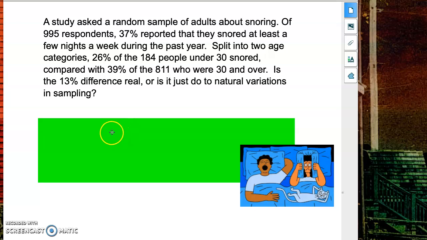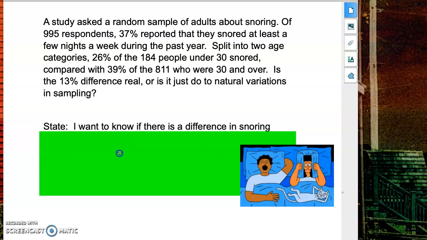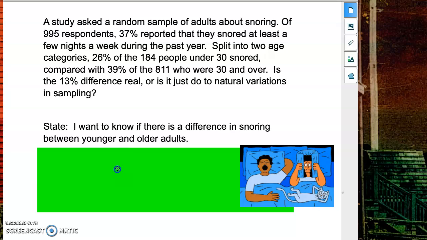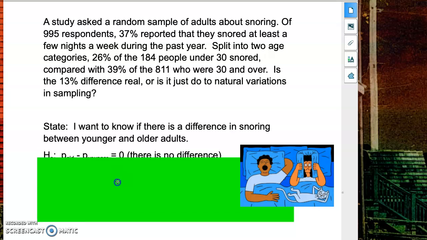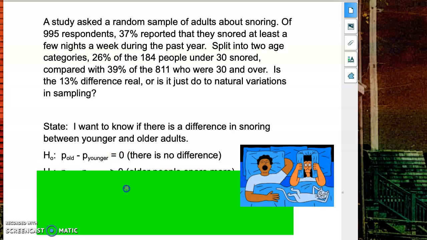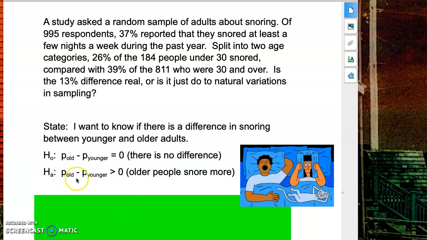All right, so how are we going to solve this problem? Well, first thing we're going to do is set up our hypotheses. So, in our state step, we want to state what we are trying to find. So I want to know if there's a difference in snoring between younger and older adults. Okay. My null hypothesis says there is no difference. The proportion of older people minus the proportion of younger people equals 0. My alternative would be, I think older people snore more. Okay. So the proportion of old minus the proportion of younger would be greater than 0.